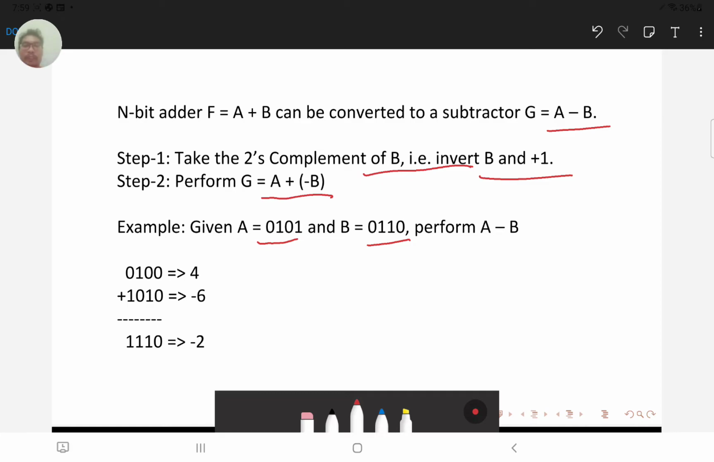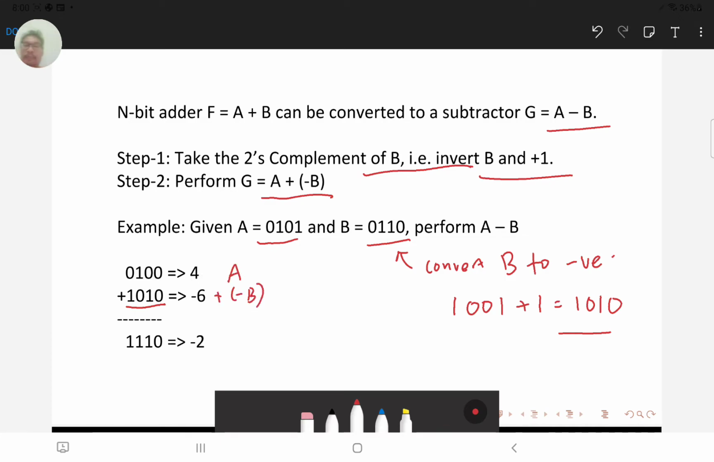So what we need to do is convert this to negative. Okay, convert b to negative, which is simply going to be 1, 0, 0, 1 plus 1, 1, 0, 1, 0. So here we have this 1, 0, 1, 0. And then we do a plus. So essentially what we are doing here is a plus negative b. Okay, so essentially it's a minus b.